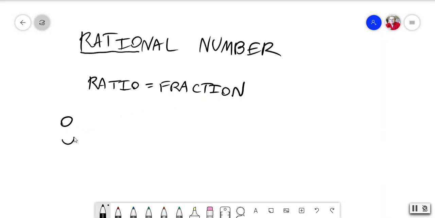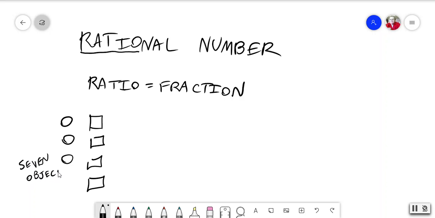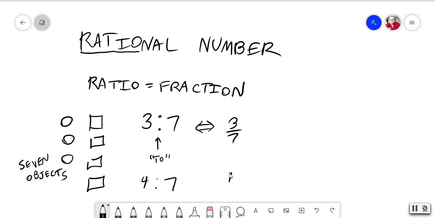So if you had 3 circles and 4 squares, altogether you have 7 objects. So for the circles, you have 3 circles for 7 objects. The way we read this ratio, you read the colon as "to": 3 to 7, which is exactly the same thing as saying 3 over 7 or 3/7. Same way with the squares, the ratio there is 4 to 7 or 4 over 7.